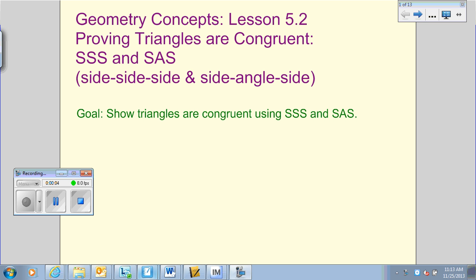We're going to be proving that triangles are congruent by using SSS and SAS. SSS stands for side, side, side. What we're going to prove is that if two triangles have the exact same side measurements, all three sides match up, then they're congruent triangles. They're the exact same shape and size. And if we can have a side, an angle, and a side that are the same on two triangles, then those two triangles are also going to be congruent. So that's our goal, just to show that those are congruent.